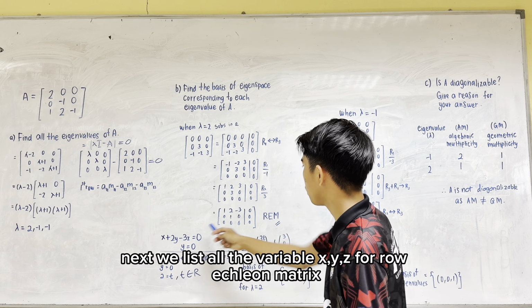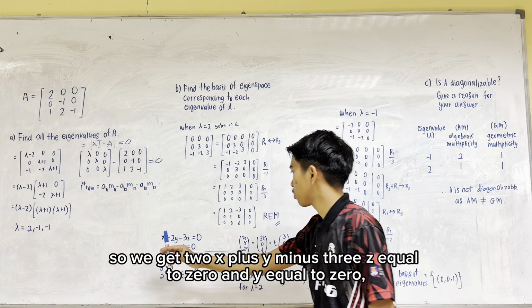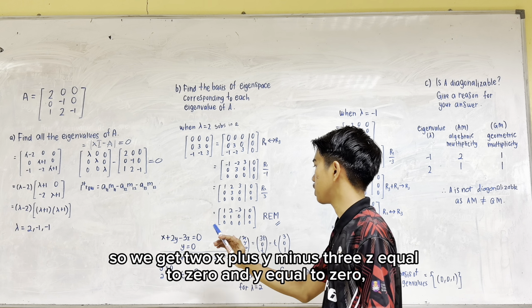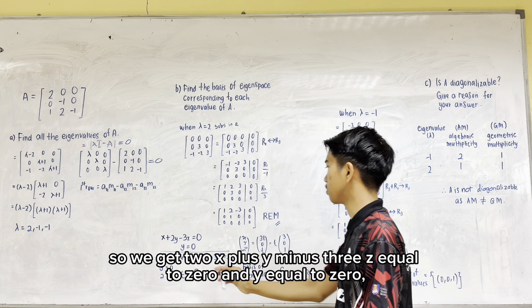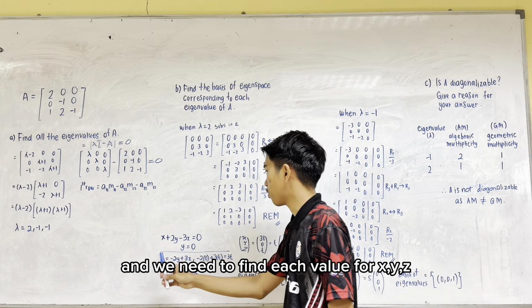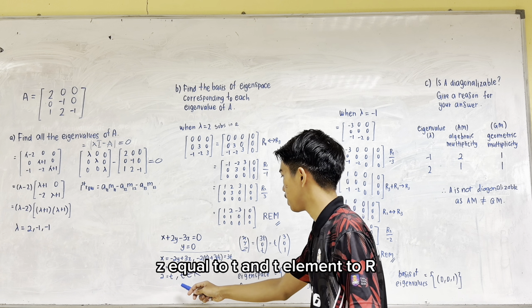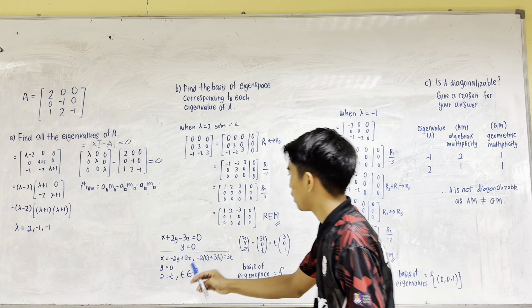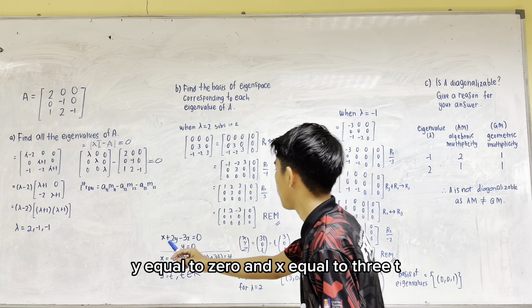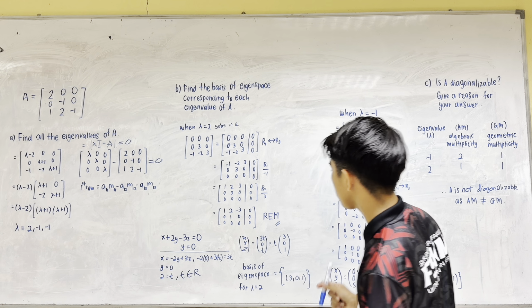Next, we list all the variables x, y, z for the row echelon matrix. So we get 2x plus y minus 3z equal to 0 and y equal to 0. And we need to find each value for x, y, z. z equals t, where t is an element of the real numbers, y equals 0, and x equals 3t.